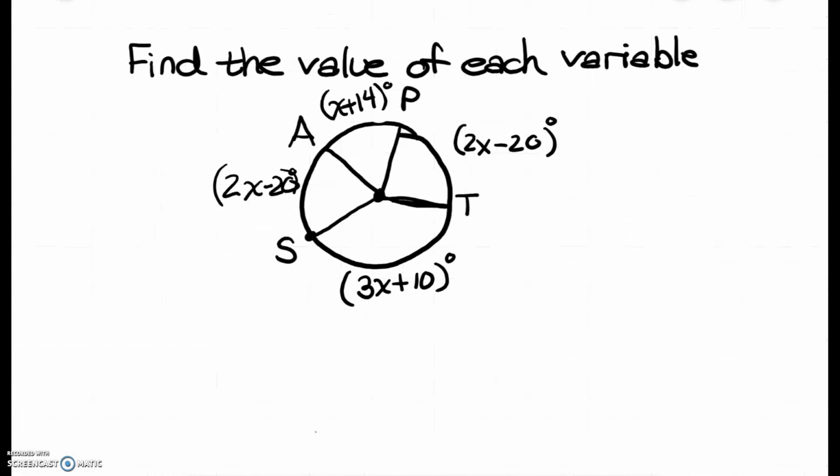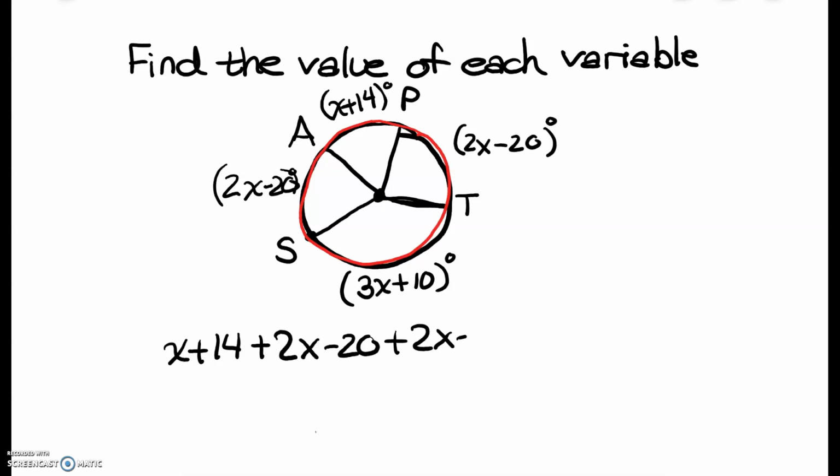Okay, so I've mentioned this a couple of times, that the degrees of all the arcs going around your circle, this entire circle, must measure 360 degrees. So I can take all of the algebraic expressions for those, add them up, and I can set that equal to 360 degrees. Minus 20 plus 3x plus 10. All of this should add to 360 degrees.